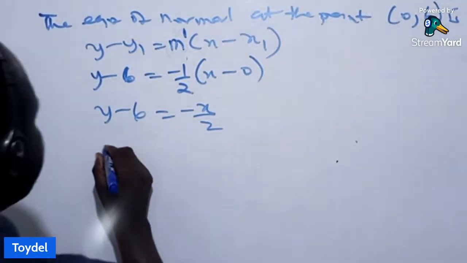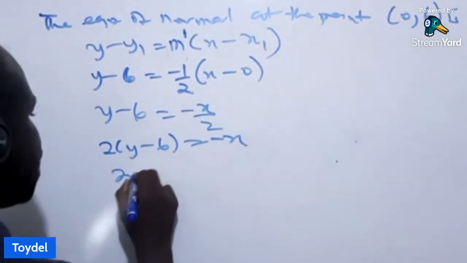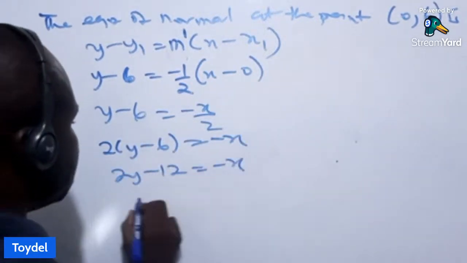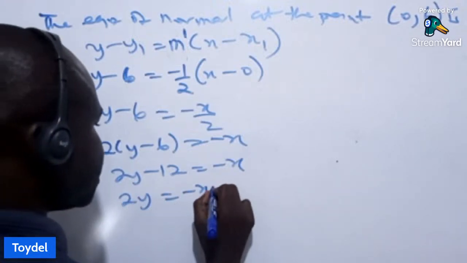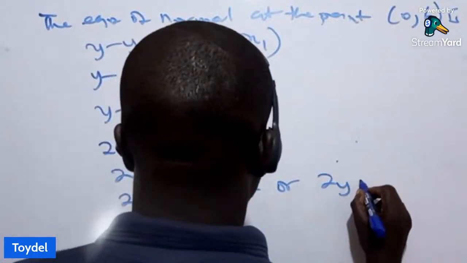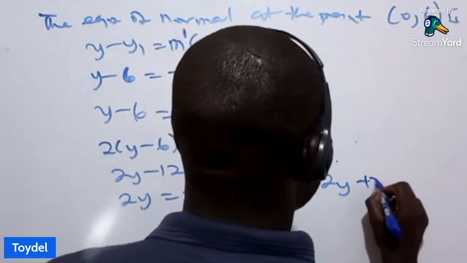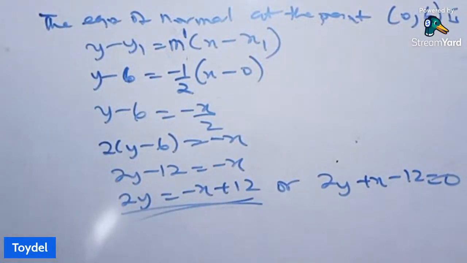Then 2 can come here. We have 2 into bracket y minus 6 equal to x. So we have 2y minus 12 equal to x. So we can have 2y equal to x plus 12, or we say 2y minus x minus 12 equal to 0. So this represents the equation of normal to the curve.